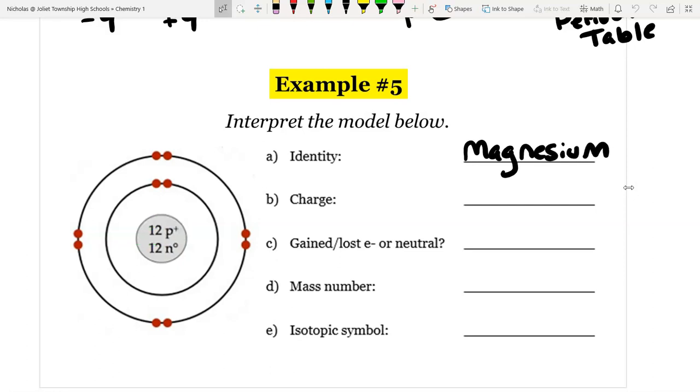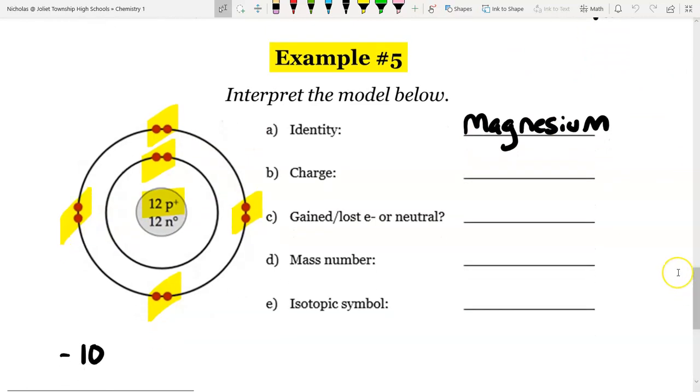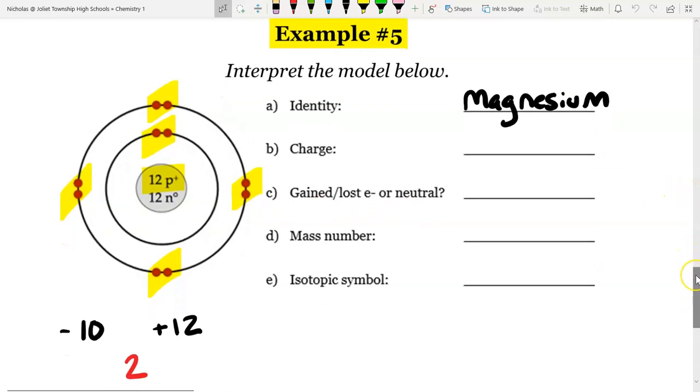Okay, so to determine the charge, let's look at the number of protons, and then let's also look at the number of electrons. So I count 2, 4, 6, 8, 10 electrons. So we have a negative 10 from the electrons. And then for the protons, we have 12, so plus 12. So there's a difference of 2 between these. And since there are more protons than electrons, we're going to end up with a total net charge of positive 2.